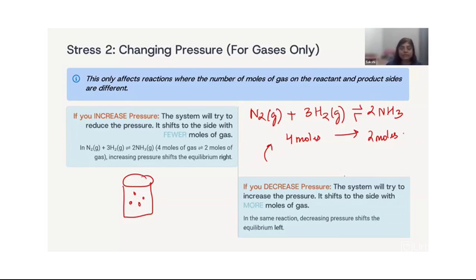But if you decrease the pressure, let's say in the entire system the pressure has decreased. Now the pressure is less. So what will happen? I want to increase the pressure. I know that here there are 4 moles, so my reaction will shift to the left hand side, because here the pressure will be increased because there are 4 moles of gases. If I produce more and more gases, they will exert more force on the walls of the container and the pressure would increase, right? So this is how the pressure affects the equilibrium of the reaction.